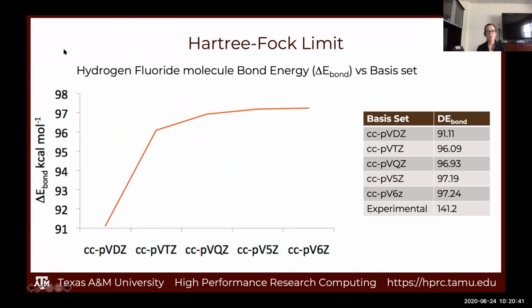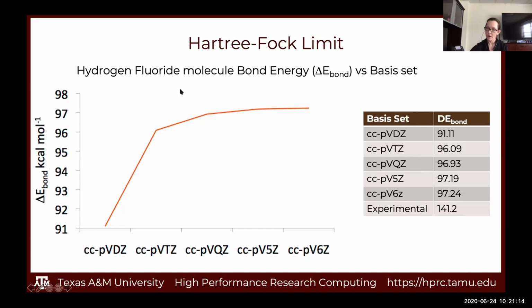Okay, so the Hartree-Fock limit is as good as it's going to get, even if you use a really large basis set. So it's what's called reaching the basis set limit. This table just shows going from DZ, TZ, QZ. Remember, this is our terminology for the basis set size: single zeta, double zeta, triple zeta, quadruple zeta, pentuple, sextuple. There's very little change from 5Z to 6Z. But the experimental is 141 for this bond dissociation for hydrogen fluoride.